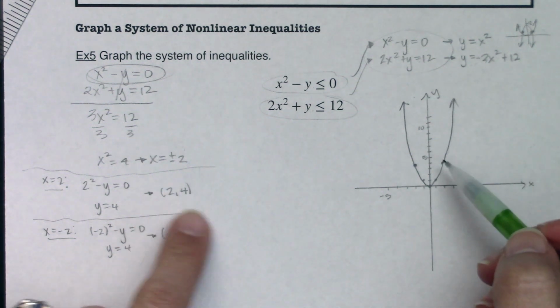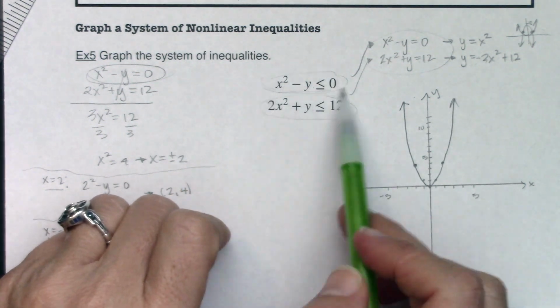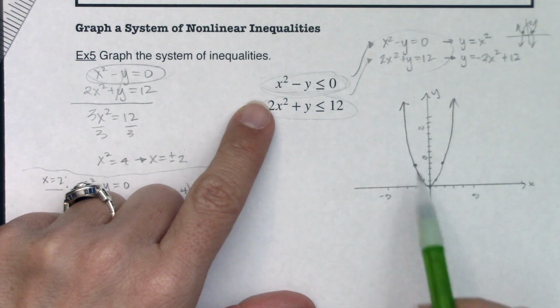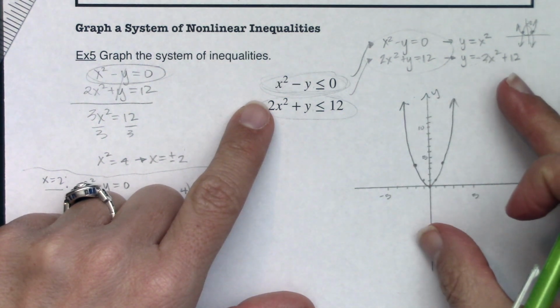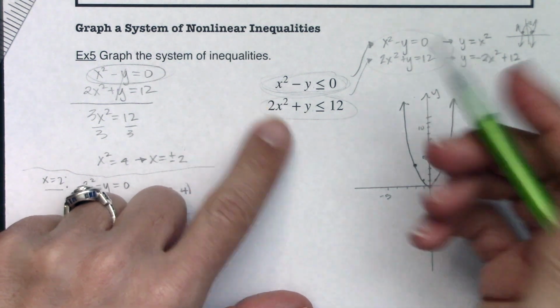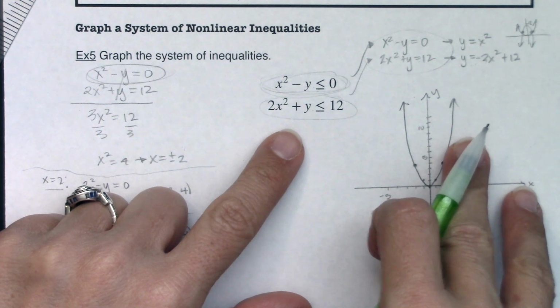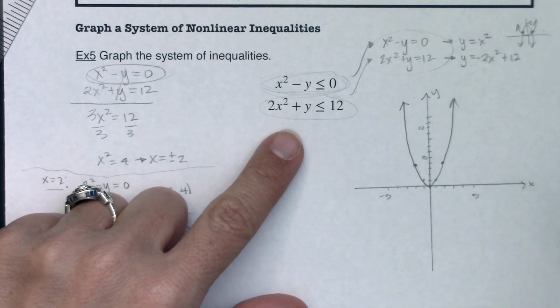Before I put the second one on, I want to see, based on this inequality, and because it's less than or equal to, I'm going to keep the solid line. I just want to see, do I want to shade above or below? I'm going to do this now because once I add the second parabola, it's going to get that much more cluttered. So do I shade up here or down here? Just keeping that in mind.